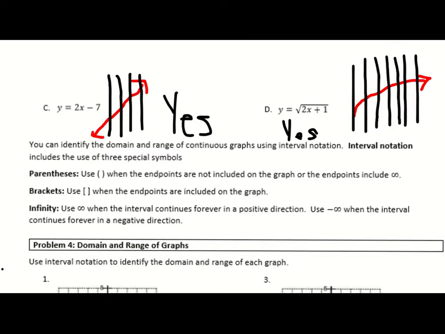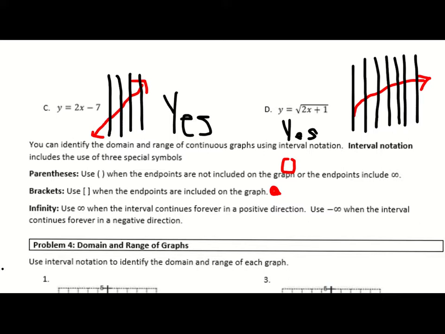The only reason endpoints are not included on the graph is if you see an open circle on your graph. However, if there's a closed circle or your endpoint is part of the line, then you're going to use brackets when the endpoints are included. That's going to be when you have a closed circle.